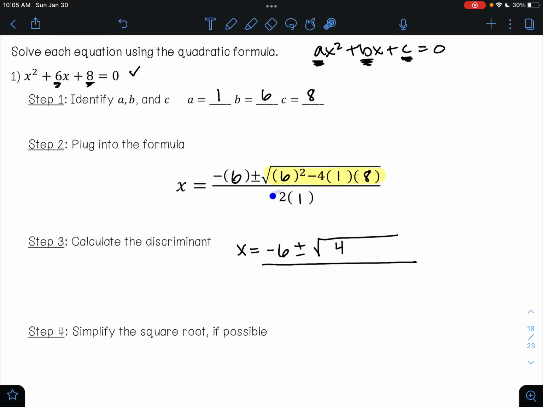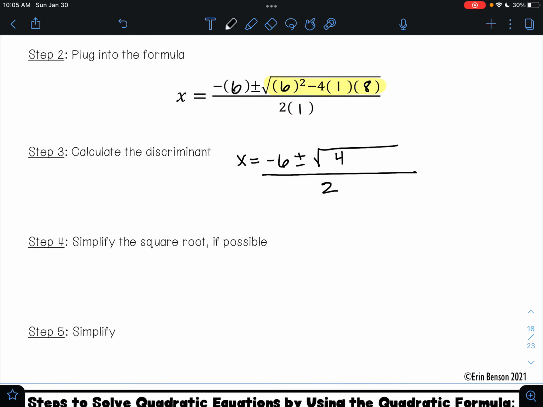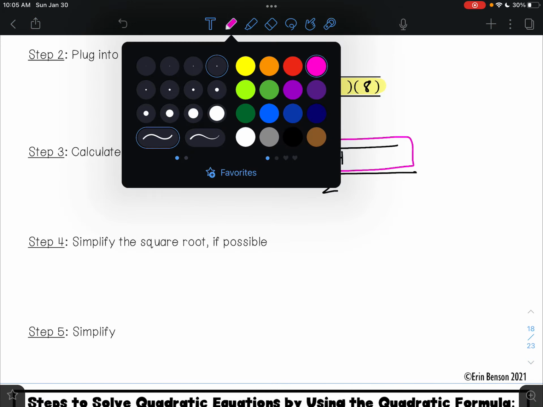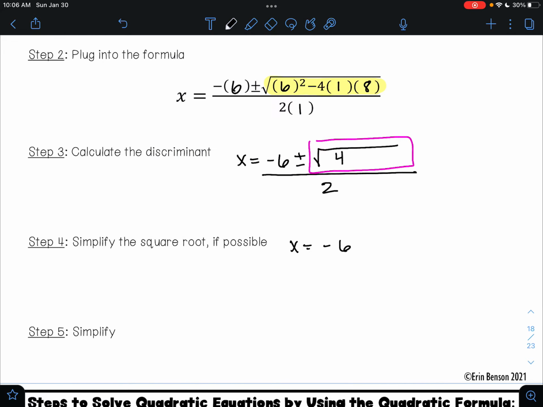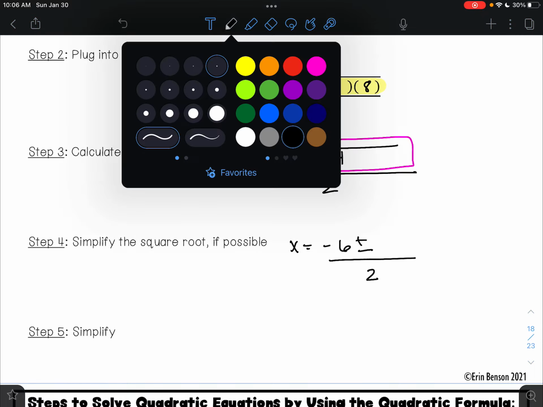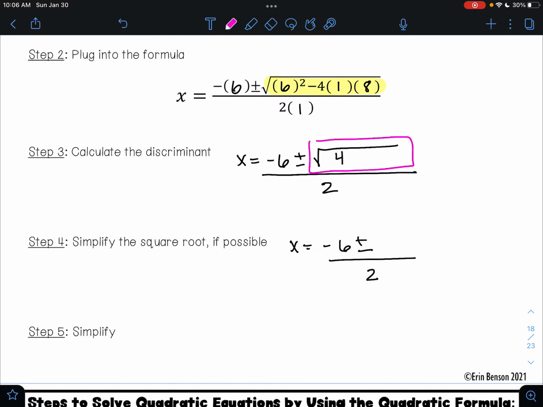In my denominator, 2 times 1 is 2. So that's step 2. All we did was calculate this number underneath our square root symbol. Step 4 is to simplify the square root if possible. So on step 4, we're going to actually find the square root of 4. If I bring down x equals negative 6 plus or minus, we're going to find that number in a second, and that will be divided by 2. If you find the square root of 4 in your calculator, you will get 2.